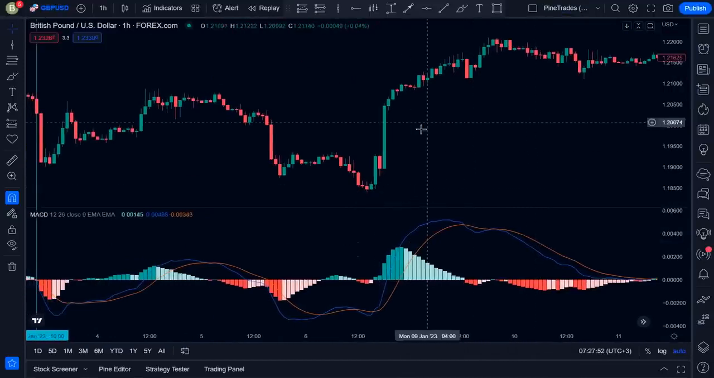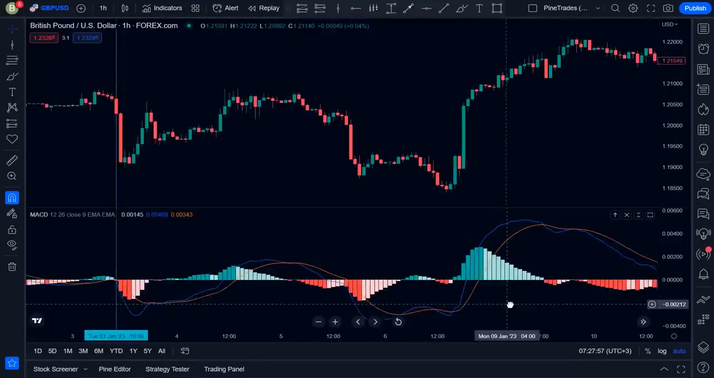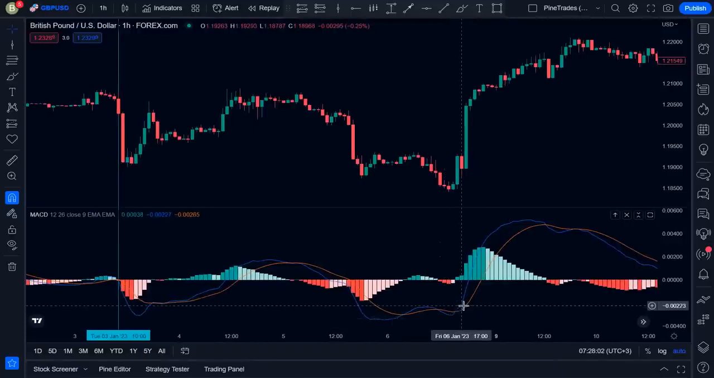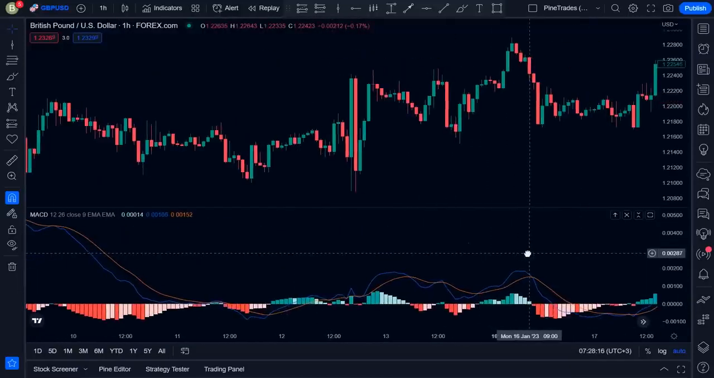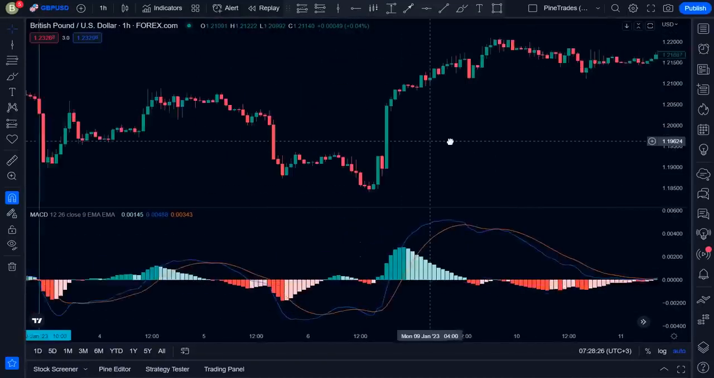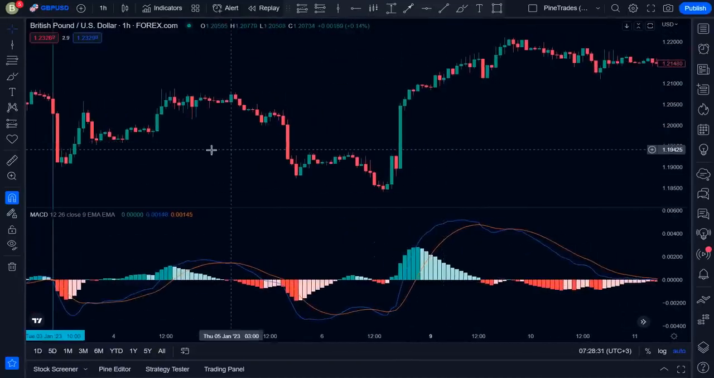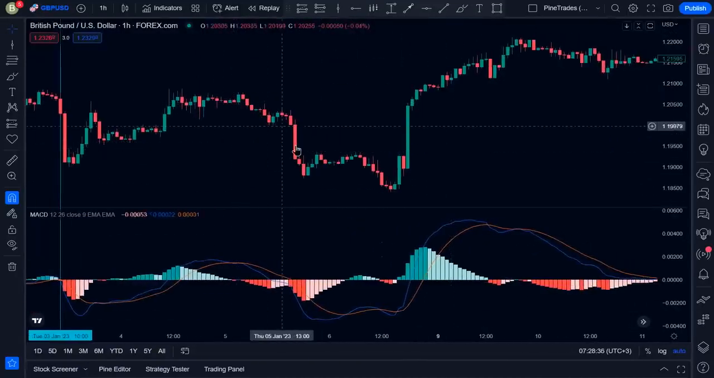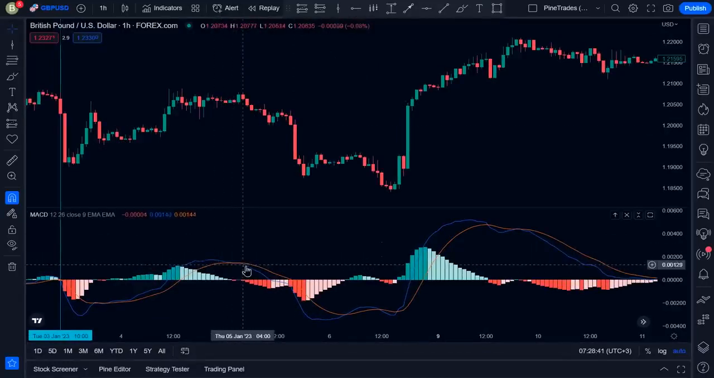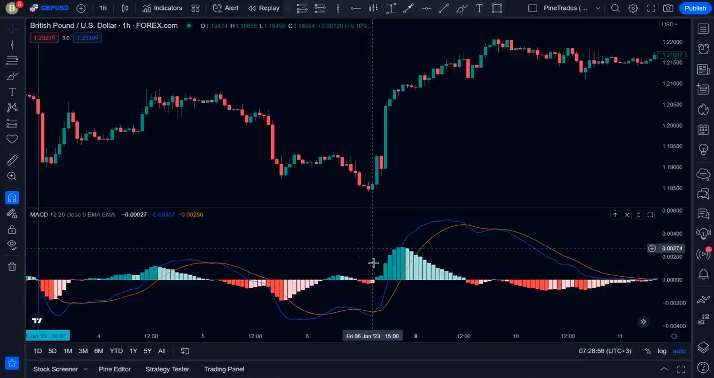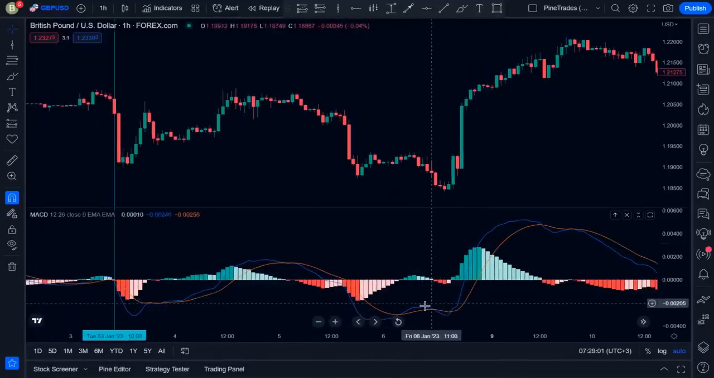We'll take a long trade whenever the MACD line crosses above the signal line, but only if it happens below the zero line, like right here. If it happens above the zero line, like here, we wouldn't take that trade. It's the exact opposite for short trades, meaning that we will only go short whenever the MACD line crosses below the signal line and it happens above the zero line, like here. If the cross happens below the zero line, like here, we wouldn't take that trade.